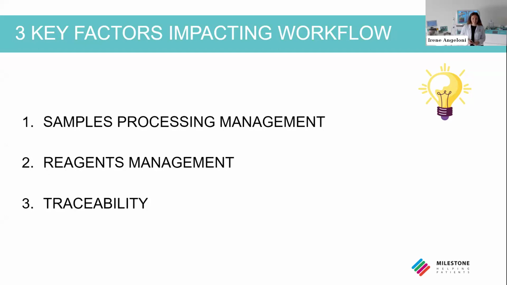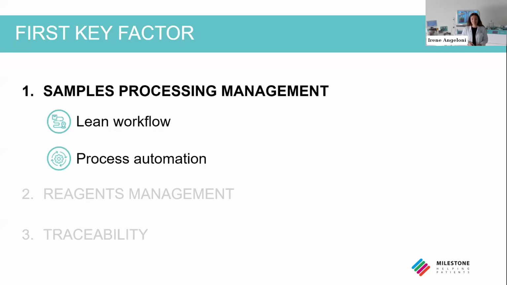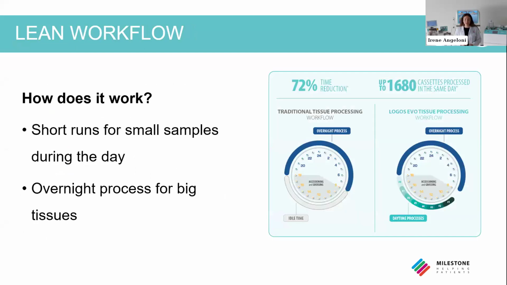So let's start from the first one, that is sample processing management. That is how to better handle all the steps needed to process a sample. In particular, we are going to see how we can do it thanks to the lean workflow and also with the possibility of introducing automation in the lab. So lean workflow and process automation.